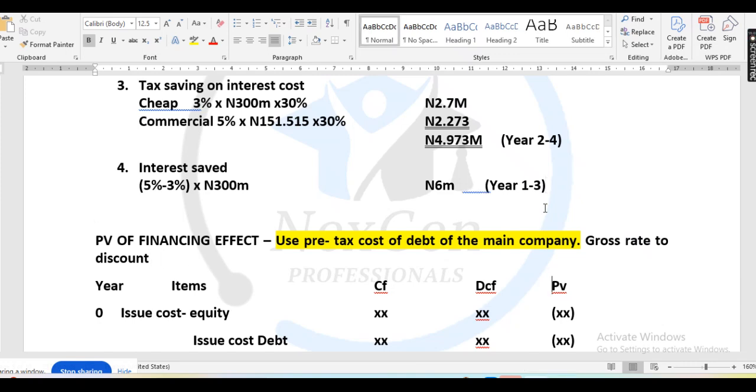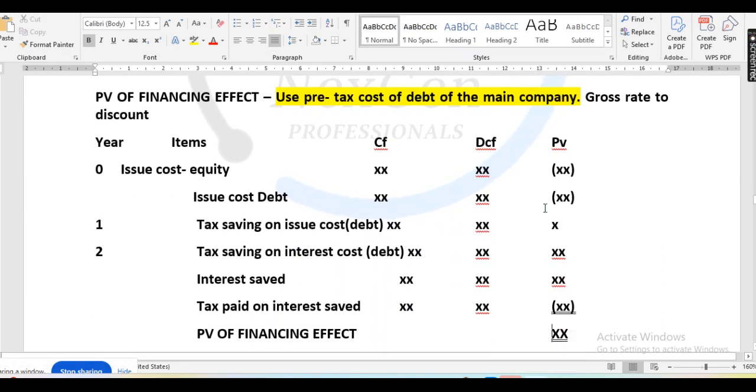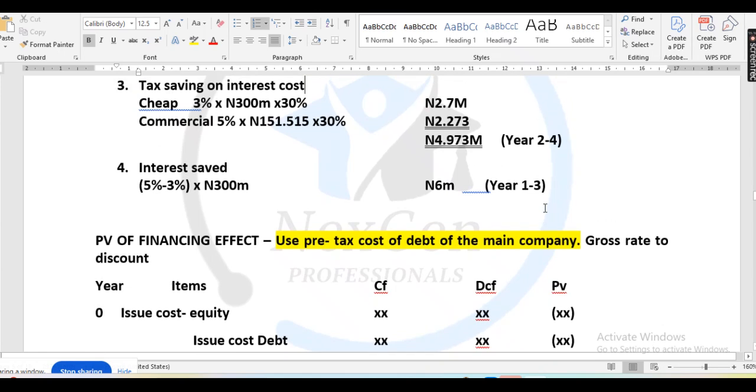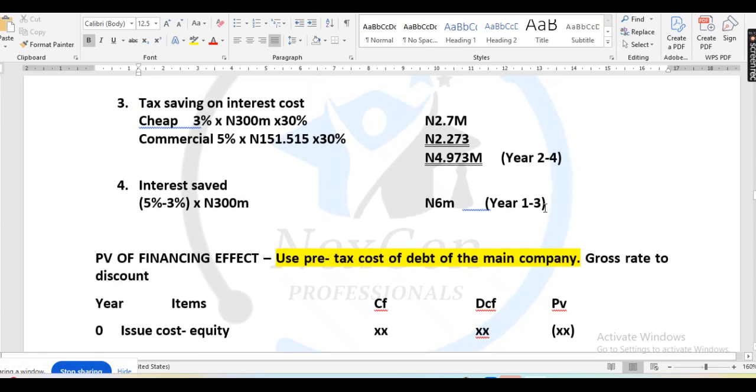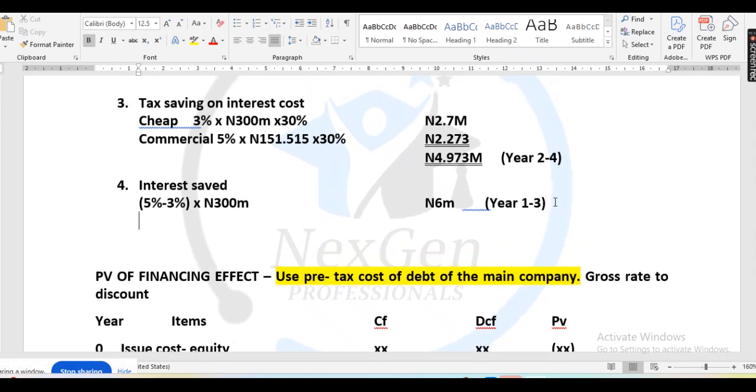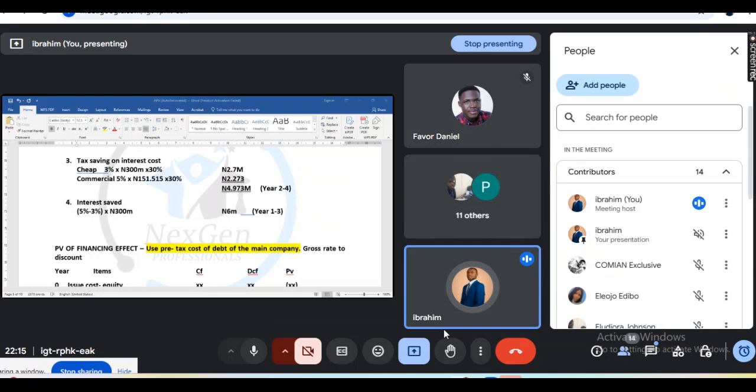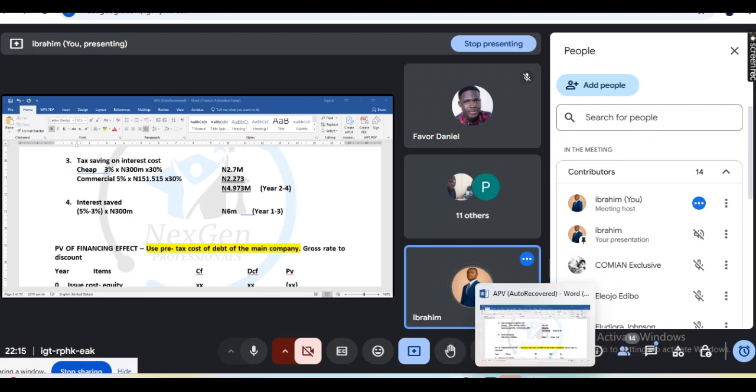Class, from our table, we have tax paid on interest saved. Of course, the relevant tax authority will say, you have saved, so come and give us. Don't forget, from your income statement, after you remove your interest, you pay tax. Maybe you save. It will be a cash inflow to you. Come and give us money from what you save. That is the tax paid on interest.